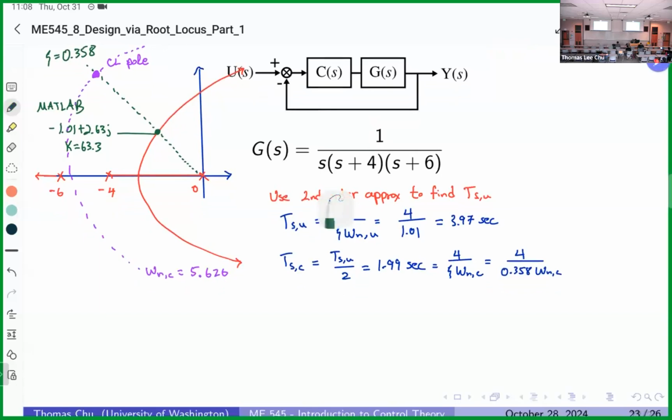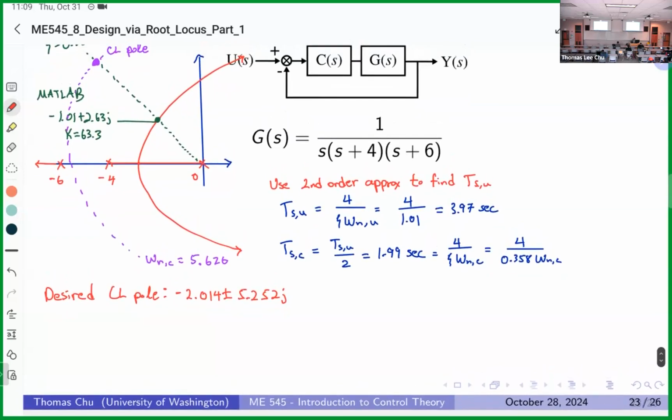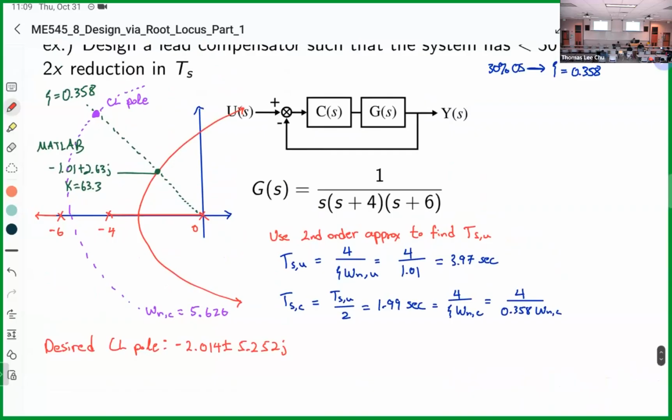So our desired closed loop pole location is going to be at negative 2.014 plus or minus 5.252j. I cannot read today. Complex conjugate poles, so there's 2 of them. I can find the root locus evaluated down here if I wanted to, but usually I like to stick above the horizontal axis on the positive side.